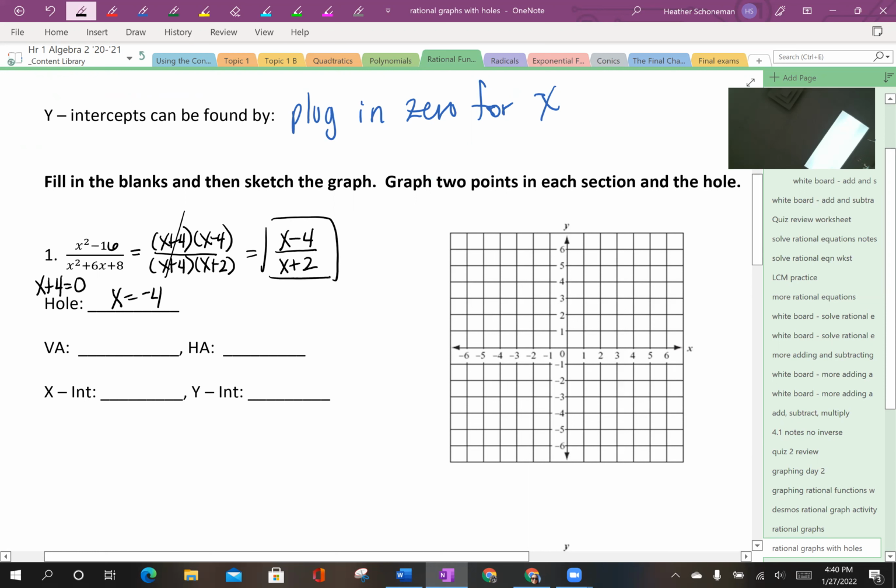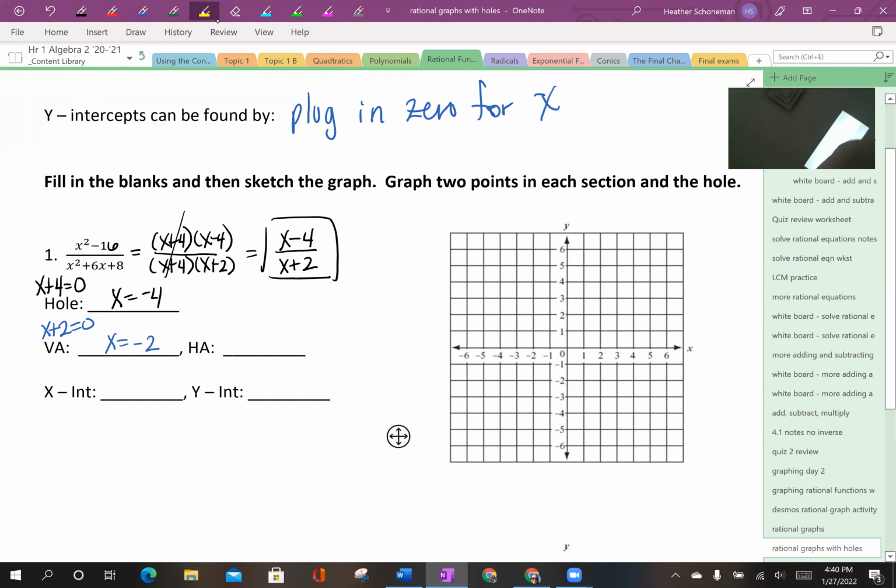And for everything else, we are only going to use the simplified version of this graph. We are not going to go back to the original one. So when we answer these questions, we're just going to look at the simplified one. Well, that's going to make things go much easier, and it's exactly like what we've done before. So now the vertical asymptote, that's what makes the bottom 0. So we get x is negative 2.